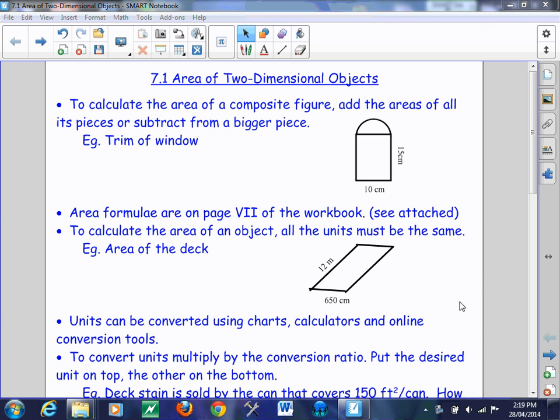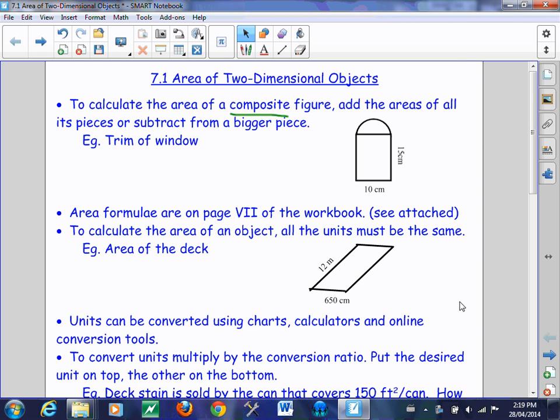First thing we're going to take a look at in this geometry unit is area of two-dimensional shapes. So just remember folks, to calculate the area of a composite shape, that usually means more than one figure, you add in the areas of all the pieces as well. You could do that with perimeter as well as with volume.